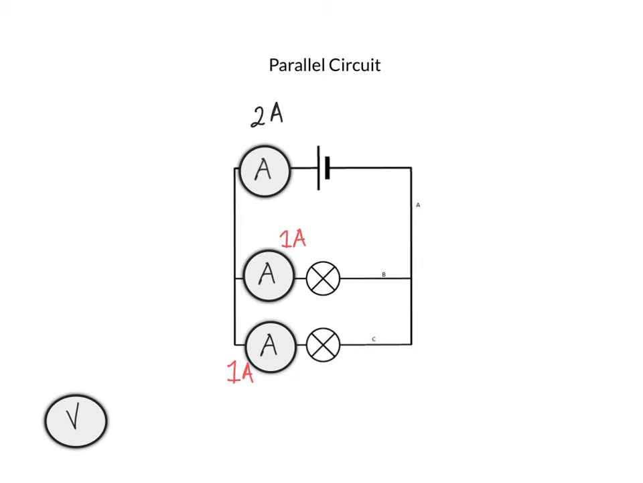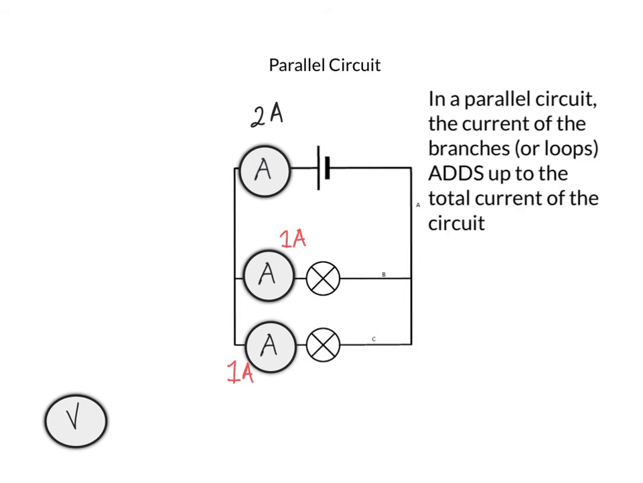So what is the rule for current in a parallel circuit? We can say that in a parallel circuit, the current measured on the branches or the loops of the circuit adds up to the total current of the circuit. In other words, 1 amp plus 1 amp equals 2 amps.